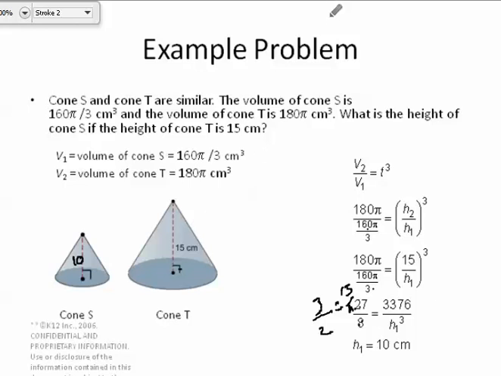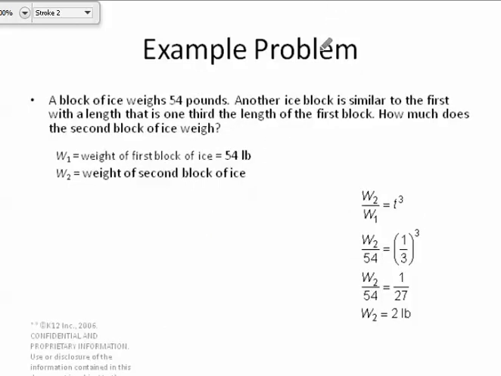Okay? You see what we're doing? Here we've got a block of ice. It weighs 54 pounds. Weighs? Wait a second. We haven't dealt with weights before. You know what? If I take the volume times the mass, I get the weight. It's just a scientific formula I learned a long time ago. So I can actually use this instead of the volume. And it works exactly the same way as volume does.